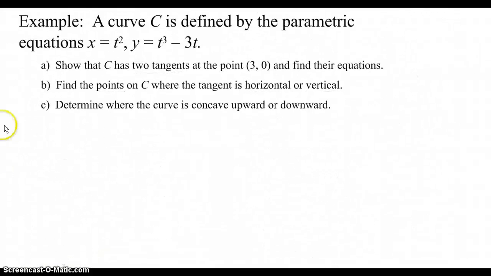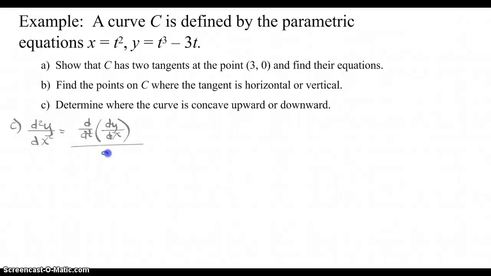Let me get rid of this work and we'll work on part C. Determine whether the curve is concave upward or concave downward. Concavity is attached squarely to the second derivative. Remember, that is a 3-part process. You take the derivative with respect to t of dy dx. You just look back up to your part A, you've already found dy dx. And now the third step is to divide that by dx dt. So we want the derivative with respect to t.